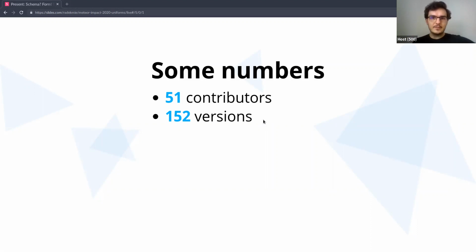152 released versions on NPM. Not all the packages have 152 versions, because, for example, the bridges were developed later. They were actually added in Uniforms version 2, so they have fewer versions. But Uniforms core in total has 152 versions.